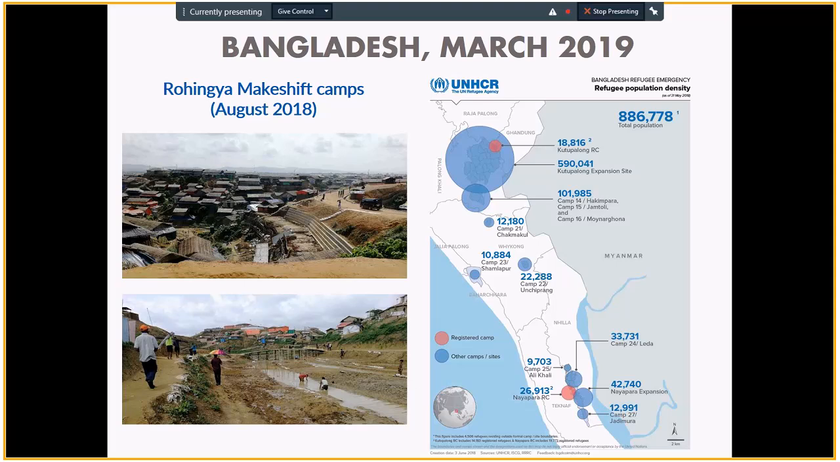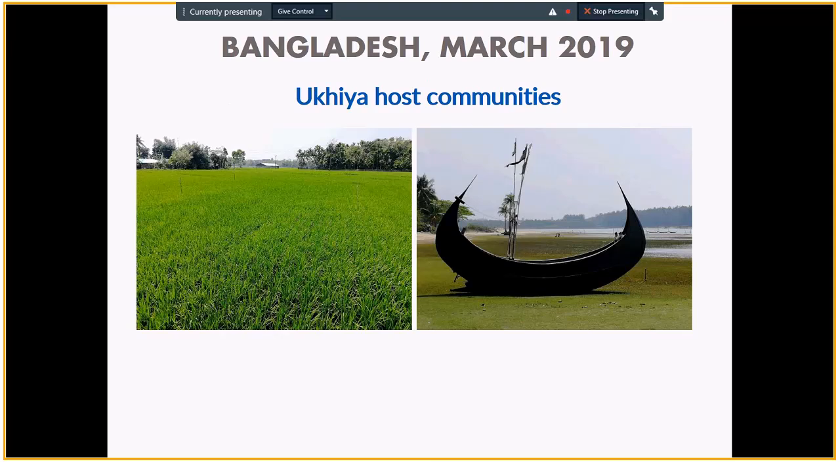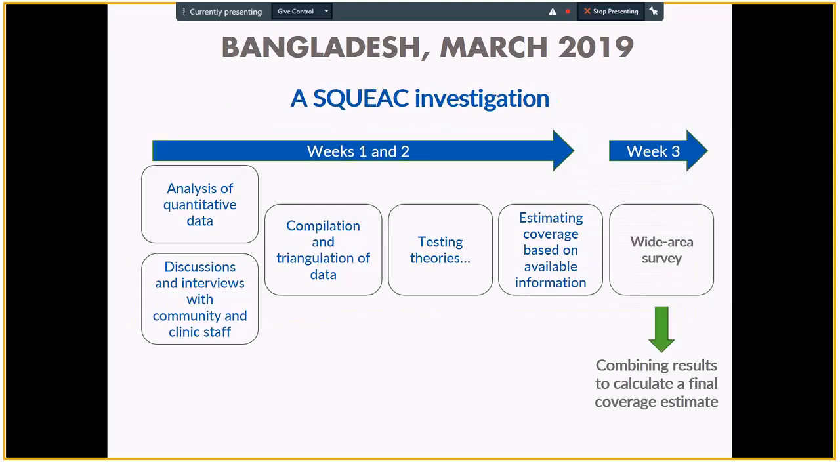So, what was the impact on the community? Well, host communities, as I mentioned, are mostly based around paddy fields and also fishing as well. So quite poor rural communities, very much at risk from the regular cyclones that hit the region. And what we set out to do was a SQUEAC investigation.